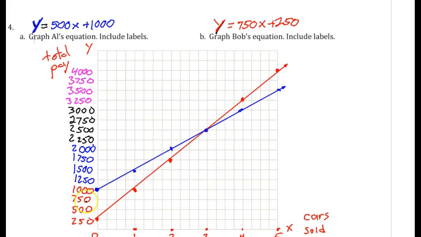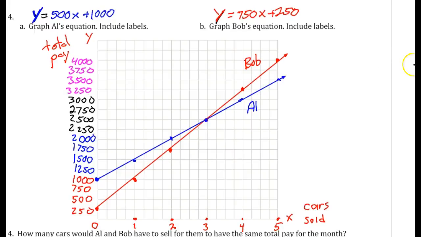You can see who's making more money and when. And since we have 2 lines on there, just so it's not confusing later, let's do labels. So this is Al, and this is Bob. So label those lines. So this is everything that you should have on your graph. It's a lot of information, but it's not that difficult. It might take a little while to get everything on there. Okay?